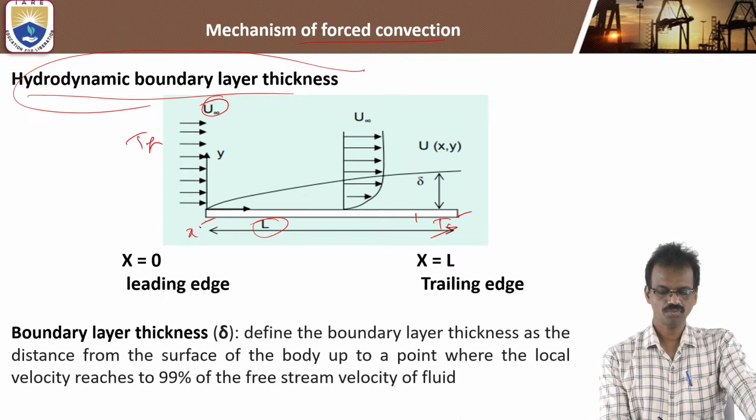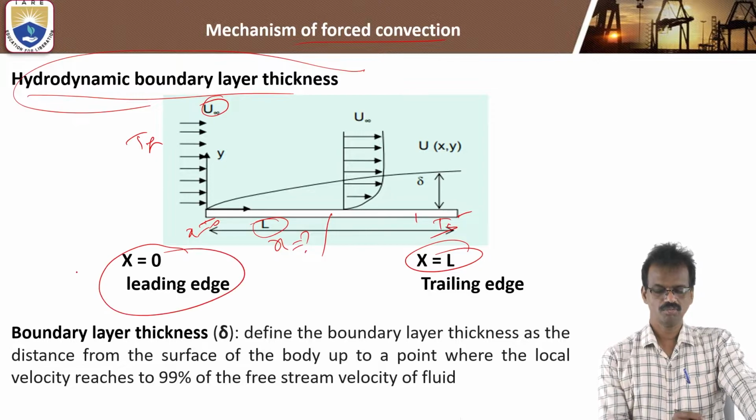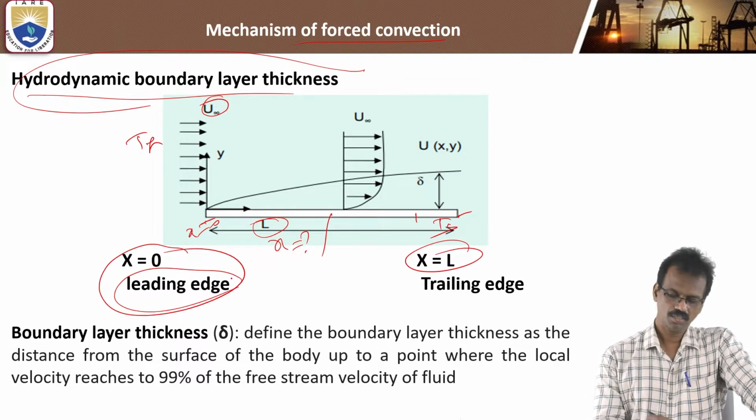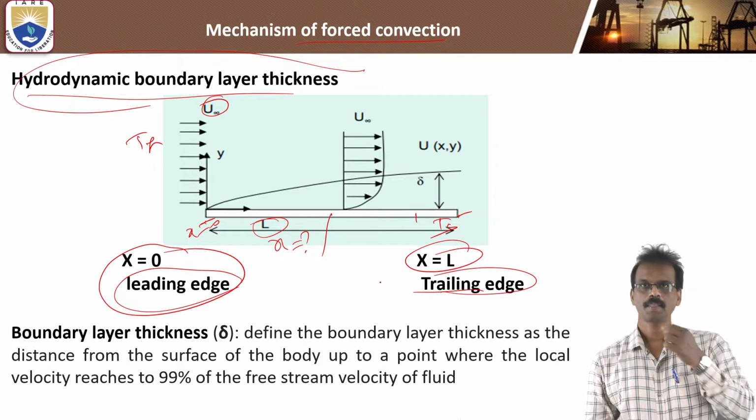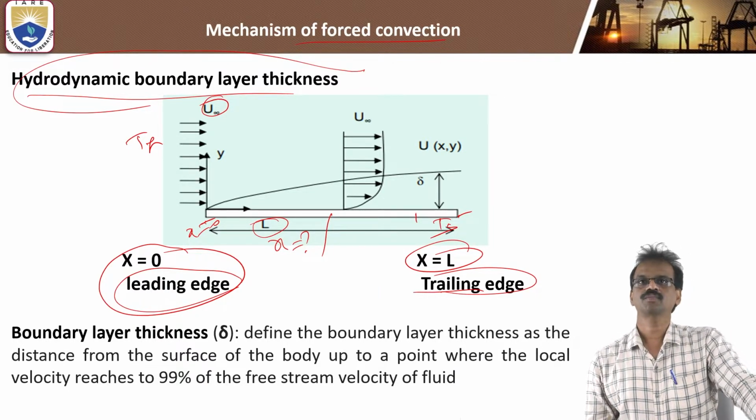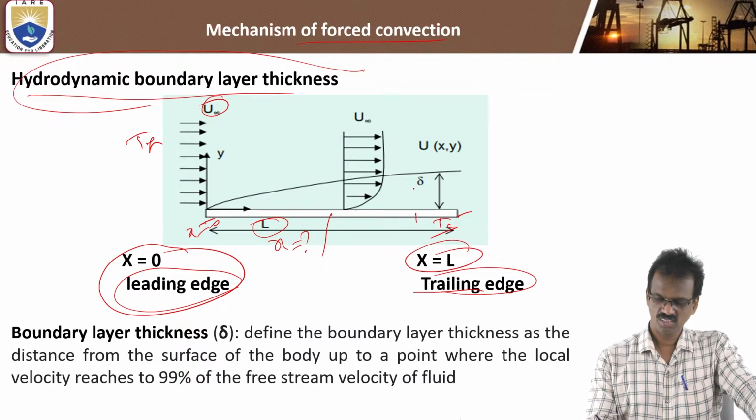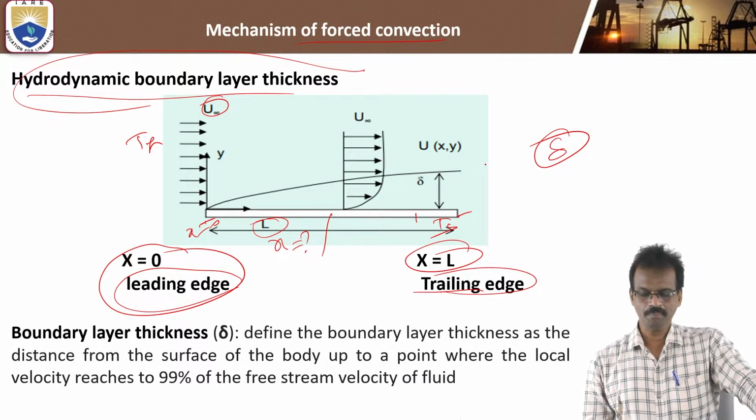Here x is equal to 0, and here x is equal to some value, so x is equal to L. So x equal to 0 we call the leading edge. This is the leading edge. And x equal to L we call the trailing edge. Now we'll see the boundary layer thickness, the velocity boundary layer thickness. It is represented by delta.